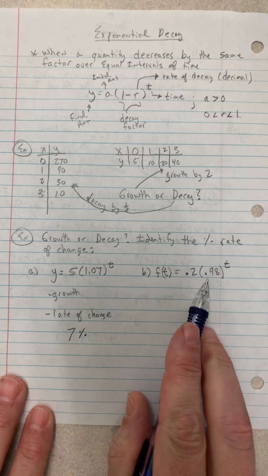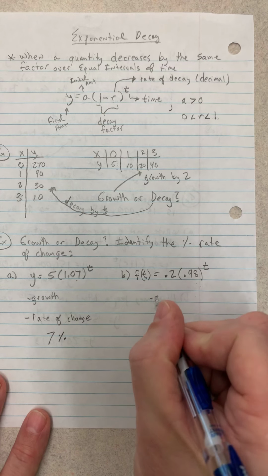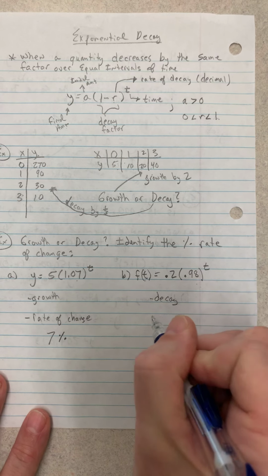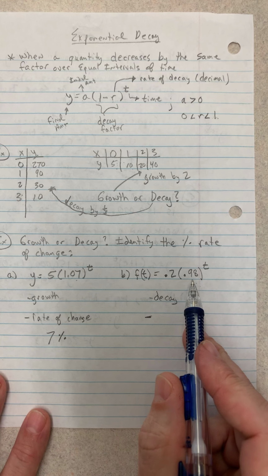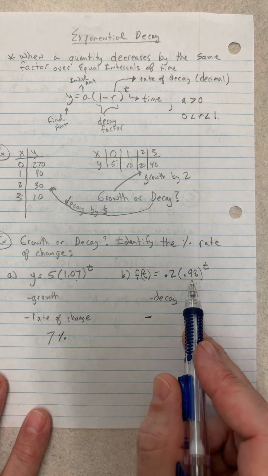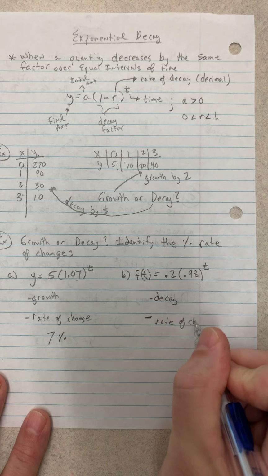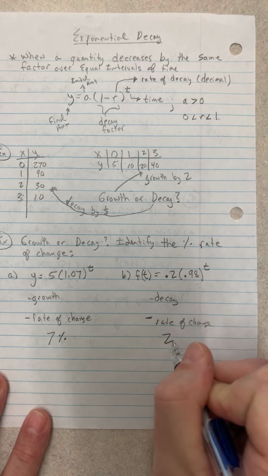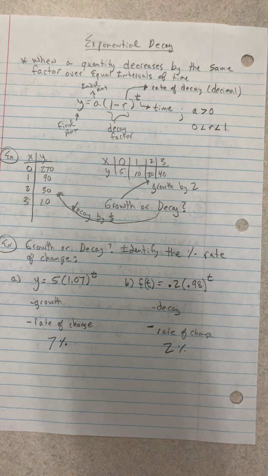On this one, we know it's decay because that is less than 1. So I know it's decay. And to get your rate of change, well, you just got to get from 0.98 to 1. That would give you 0.02. Your rate of change in this one is 2%, because that 2% would take you to 100. 0.02 would take you to 1. 98% plus 2% would take you to 100%.